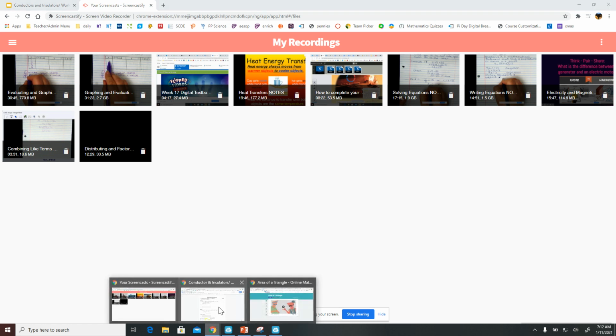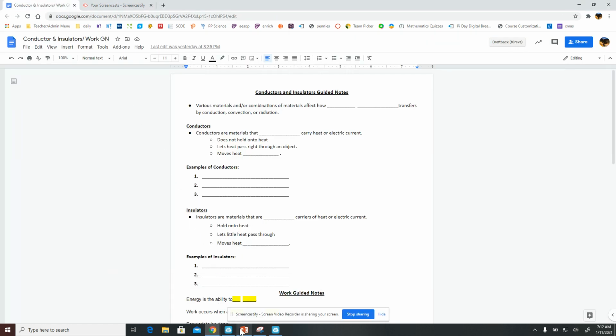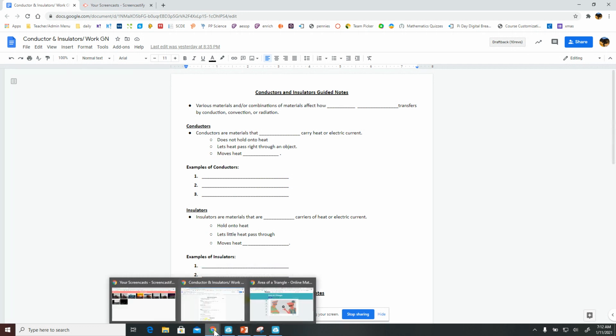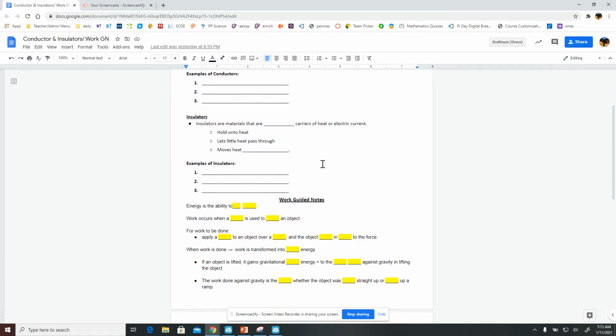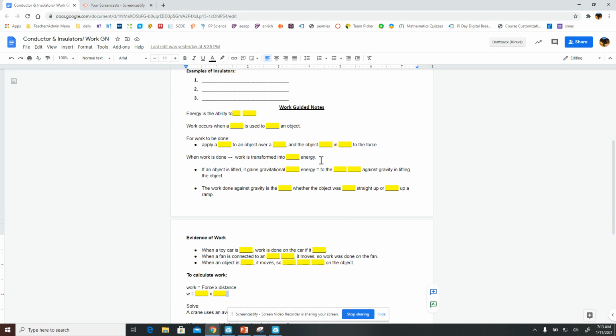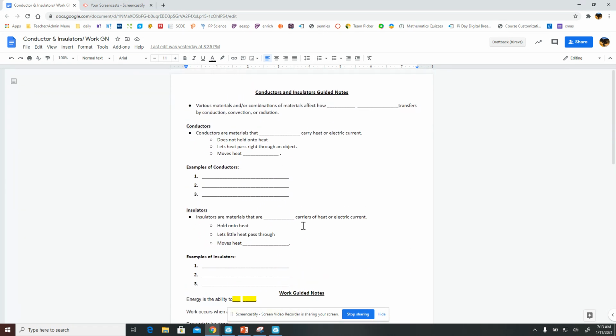Today we're going to talk about conductors and insulators, and we're going to talk about work and what work is when we're talking in scientific measures. So the first little part isn't that bad. It's about a page of notes. Actually, it's less than a page.